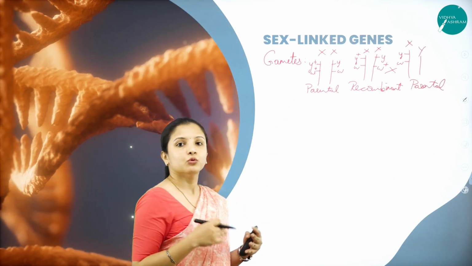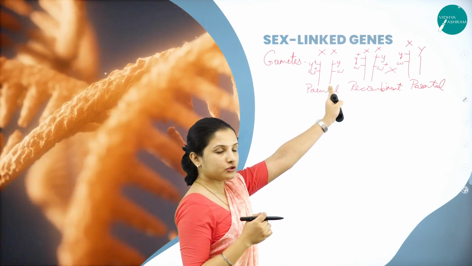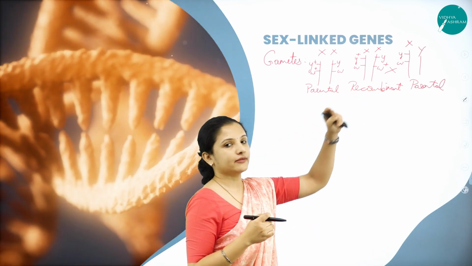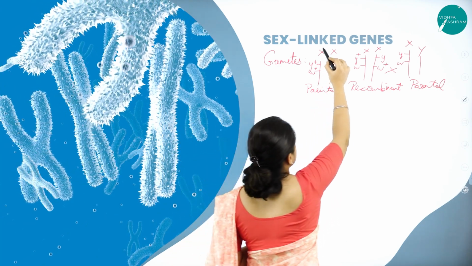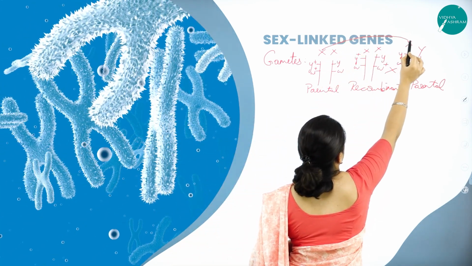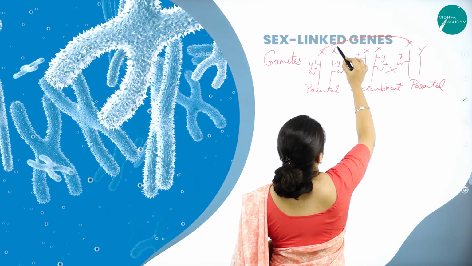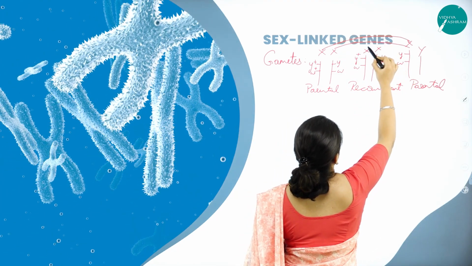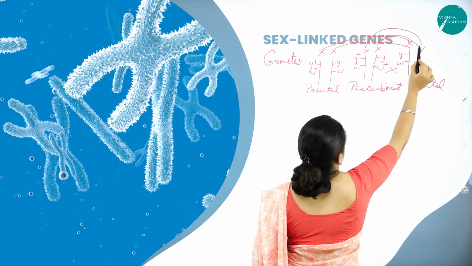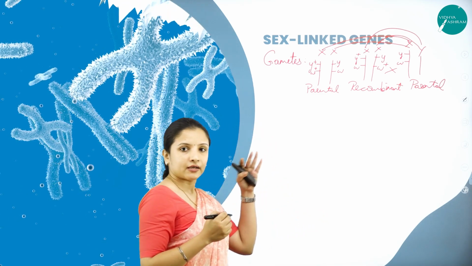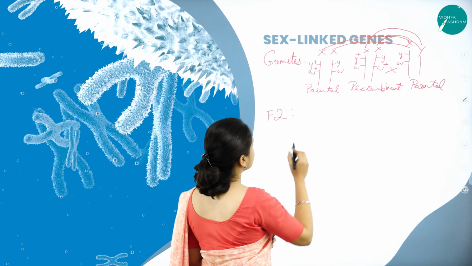So what happens when a crossing over is done between the parental chromosome, the recombinant chromosome and the parental chromosome? We shall see. So here this will cross over with this and this one and this one again with this. This gene will cross over with this and this. So we shall see in the F2 generation what the progenies are, how they will look like.